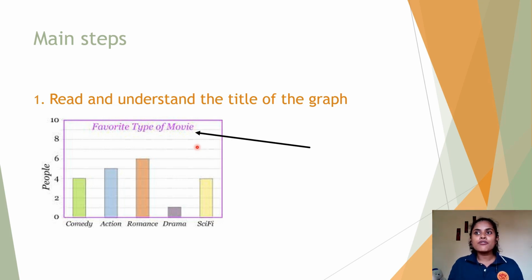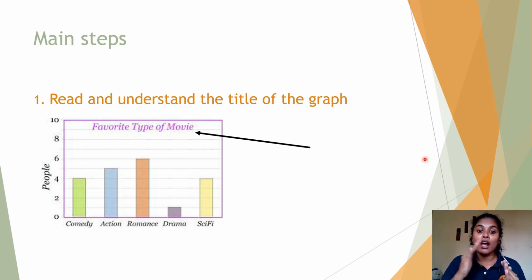Maybe it can be from a particular group of people that they have taken the data from. So what this graph is describing is the favorite type of movie among a few people. So that is the first step that we should do.